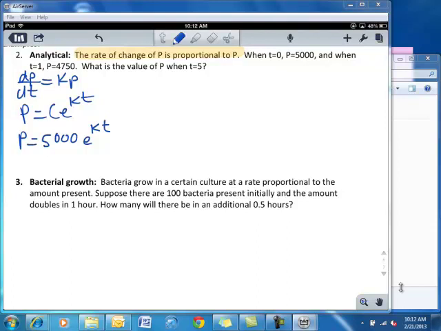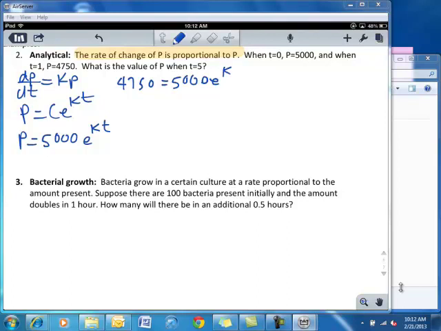So what do we have to be able to make this a functioning equation, something that will help us? We've got to have the K value. So how do we figure out the K value? Plugging everything in, 4750 is equal to 5,000 e to the 1K. In other words, you're plugging in 1 for T, 4750 for P.